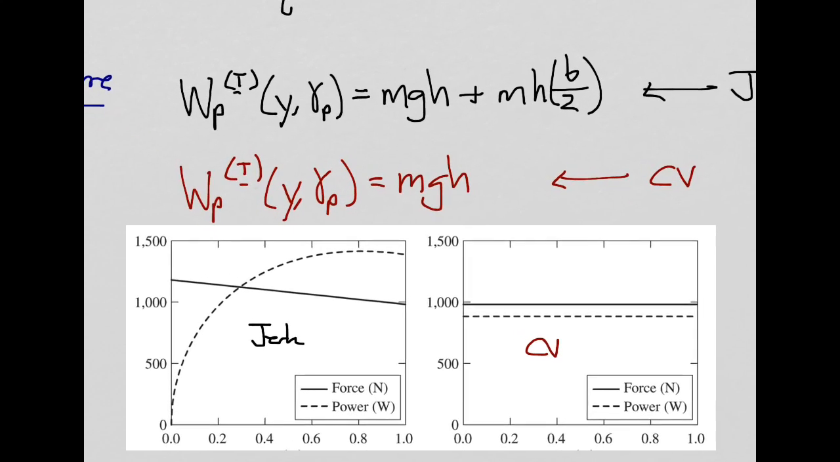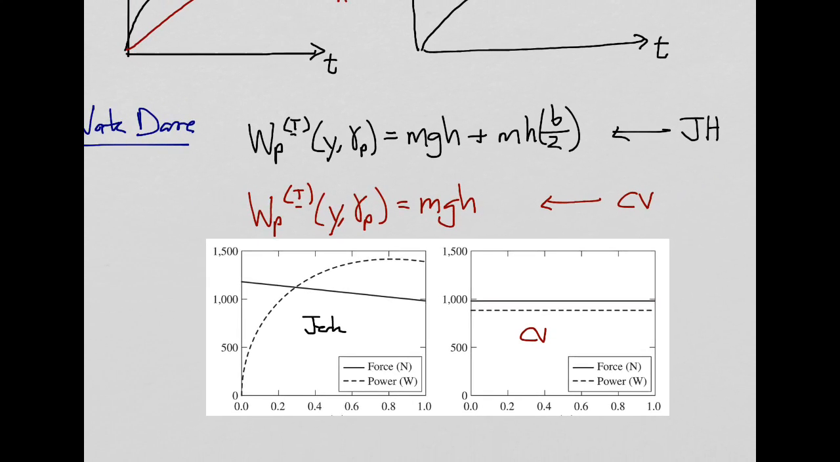Now let's take a look at the power developed in each of these hoists. So for the jerk hoist, we calculated that the power developed is like a sine with a little bump in the middle of it, in which we have a power increase and then a slight decrease. And in the constant velocity hoist, the power is constant throughout the entire time that the motor is lifting the block.